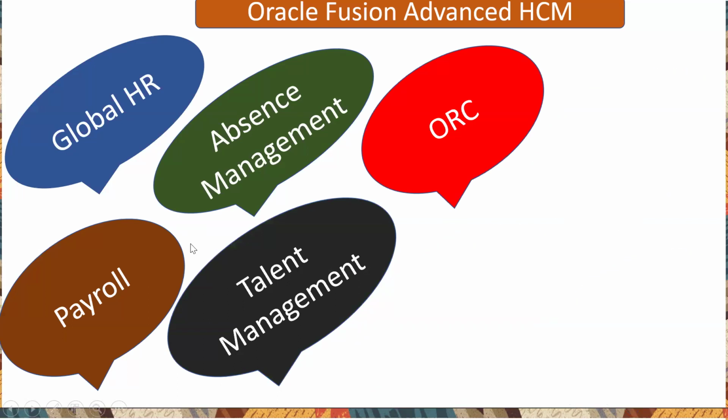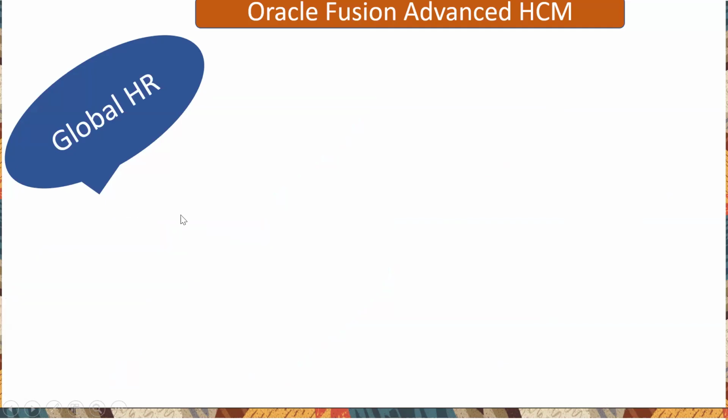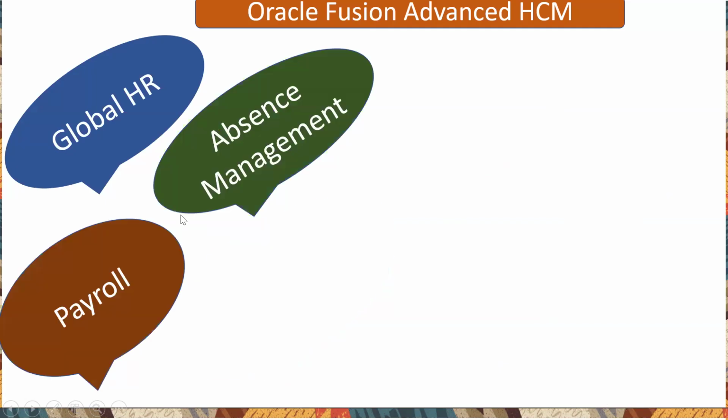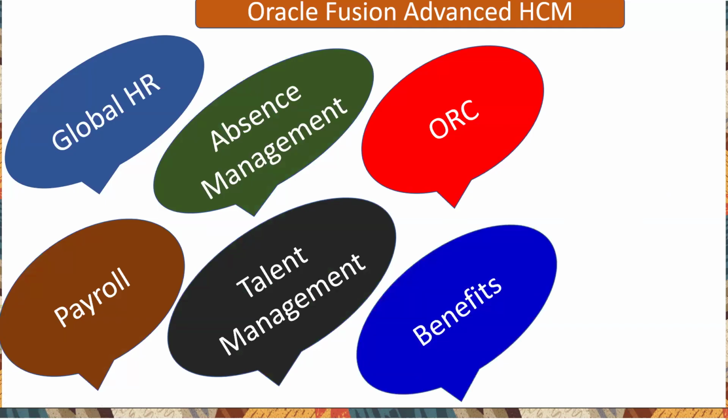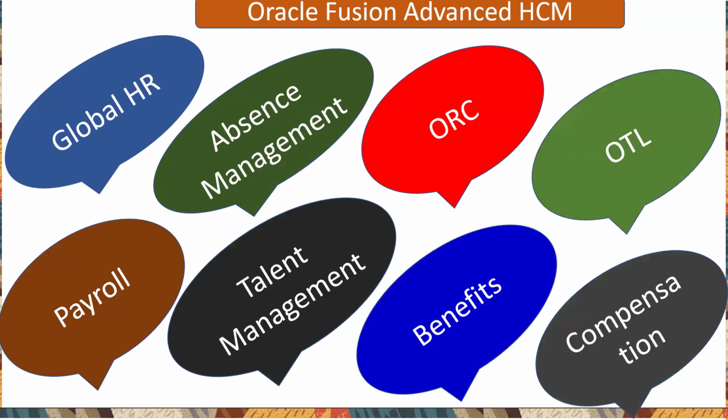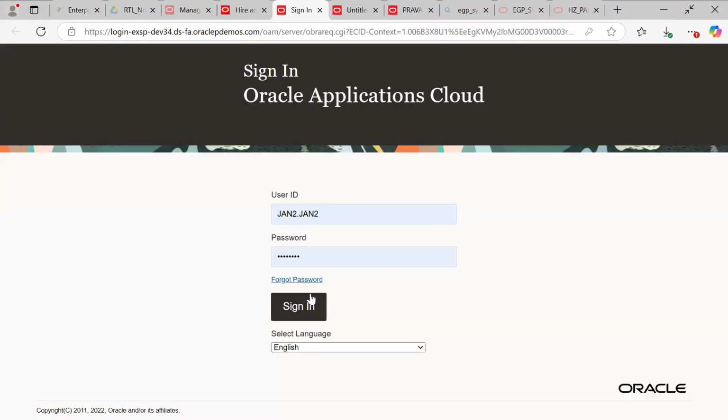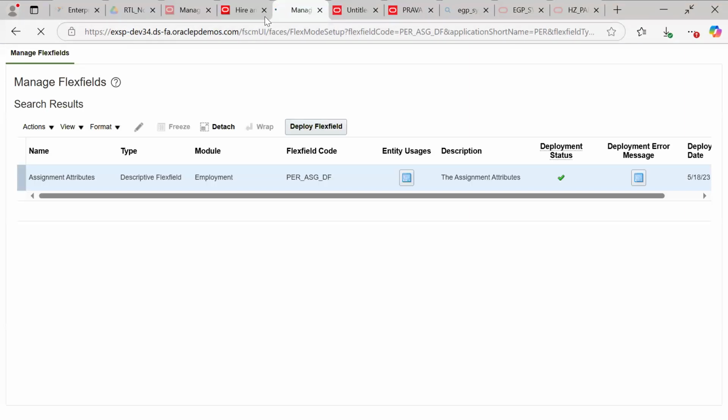The sequence of doing these projects in our course: Global HR, Payroll, Absence, Talent Management, then ORC, then Benefits, then OTL, and then Compensation. We are going to close it. And of course, technical, as I said, we are going to complete. Okay. So today I'm going for a basic thing, how the application looks like, Oracle Fusion applications. How will you find which version of applications? This is the URL you are going to get when you are working in real time here.